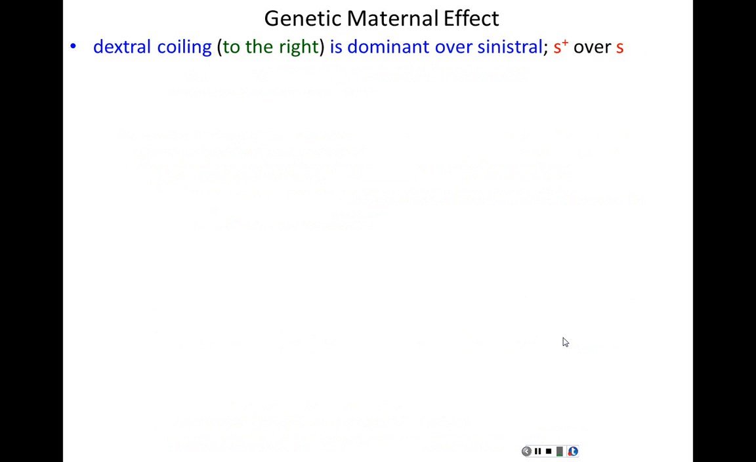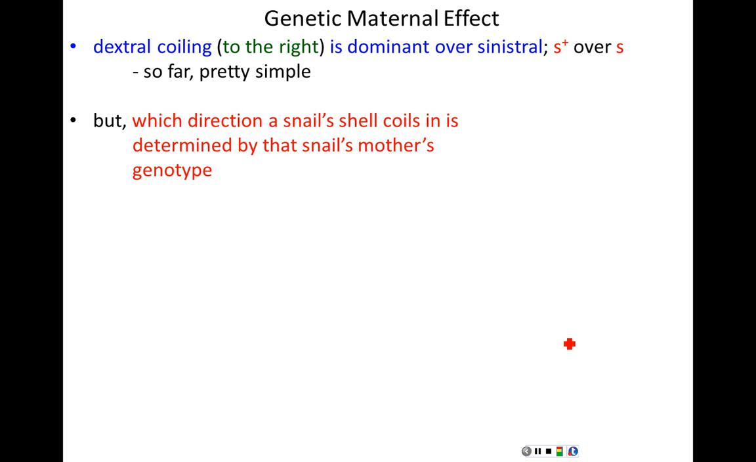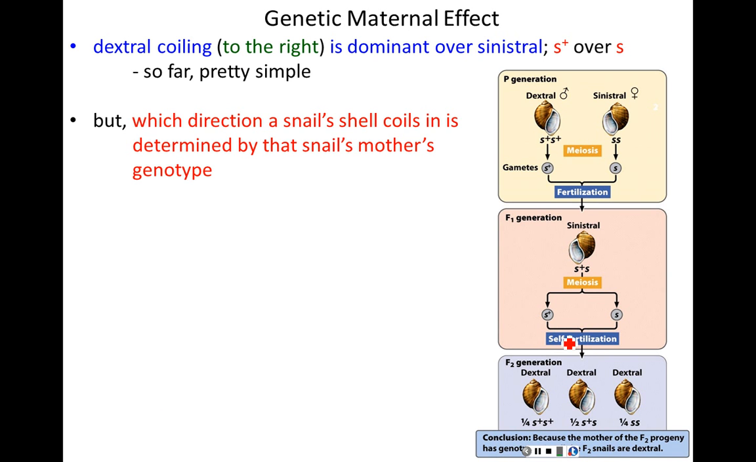Anyway, dextral coiling to the right is dominant. That's why we see more of it. So we can use the S+ notation to show the dominant allele, and we'll use just plain S to denote the sinistral, left-handed coiling. So far, pretty simple. Sounds like a single gene trait. Mendelian principles, blah, blah, blah. But we're talking about genetic maternal effect. So the direction a snail's shell coils in is determined by that snail's mother's genotype.